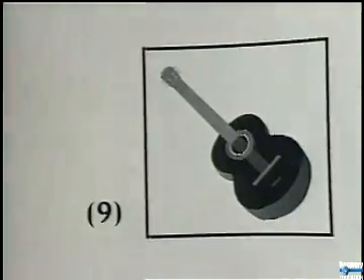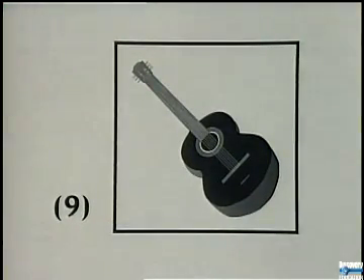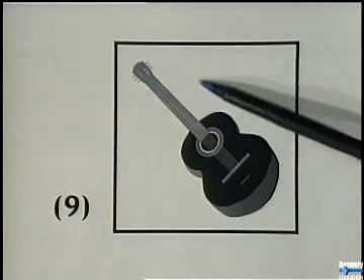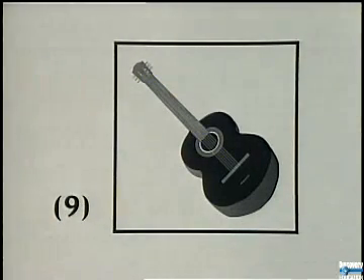Now, let's look at number 9. And I'd like to point out to you here on number 9 that the bottom of this instrument is rounded off. It's a big instrument. On number 9, see if you can find the name and write the letter of your response next to number 9.